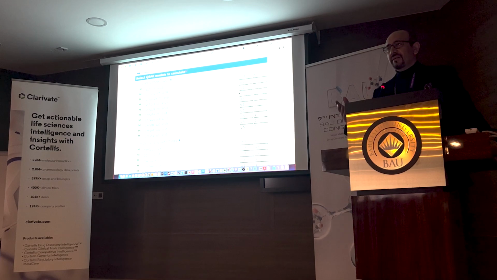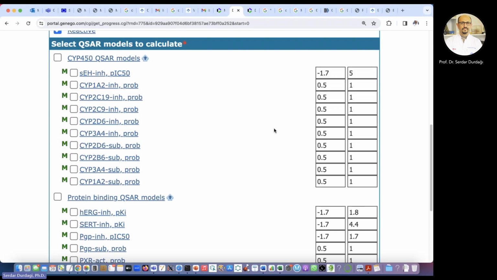cardiotoxicity, of course, in that case, we want a lower number. So if it is, let's say, less than 0.5, this means less toxic. Sometimes you see this kind of numbers, 1.7 and 5. So these numbers are based on the IC50 values or KD values.